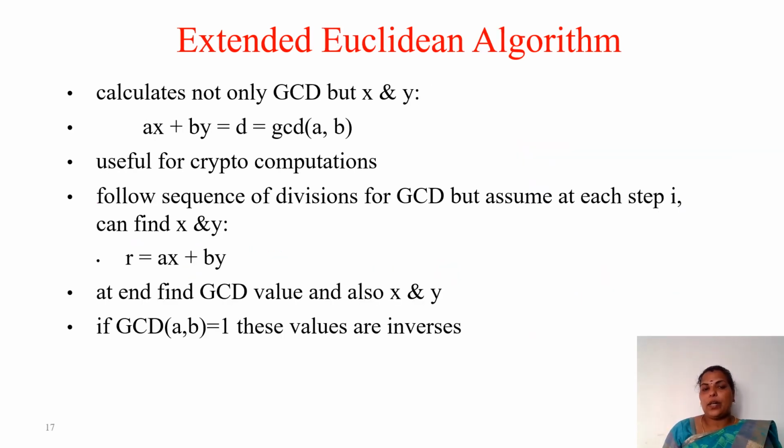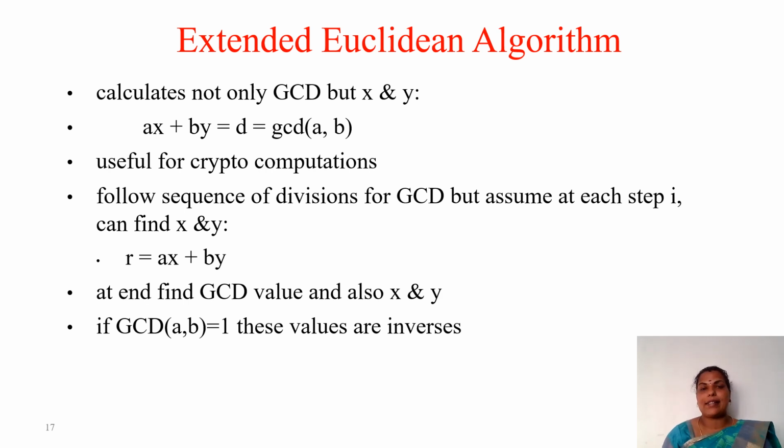Next is the extended Euclidean algorithm. The Euclidean algorithm just calculates the GCD of two numbers only. But the extended Euclidean algorithm calculates two extra values, that is x and y. It calculates the GCD, and also the x and y values. These values can be used to find the inverse of a number. If GCD of two numbers is 1, then only the inverse exists. So if the inverse exists, using this x and y value, we can find the inverse of a number. So ax plus by equal to d equal to GCD of a comma b. This is for the extended Euclidean algorithm.